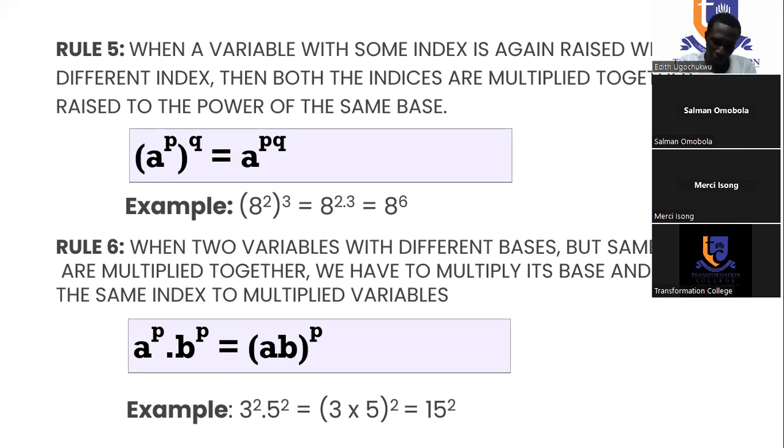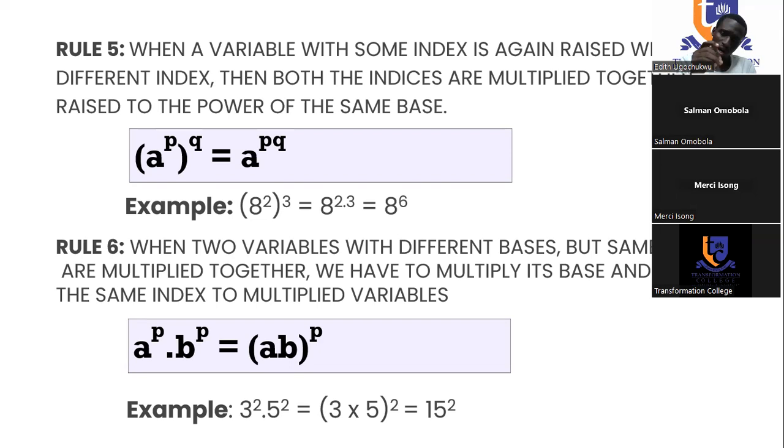Number two, 4 raised to power 5 divided by 4 raised to power 7. Number three is 7 raised to power minus 2.